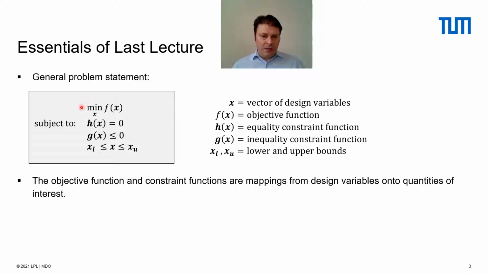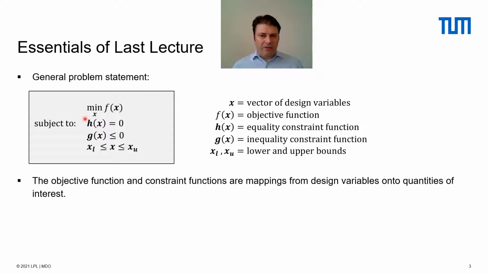So in the beginning of your general problem statement, you want to specify what is to be minimized, and you want to express that using the so-called objective function. The objective function is a mapping from your design variables onto one scalar quantity of interest. Within that statement, you want to include what design variables are your optimization degrees of freedom. So what design variables the optimization algorithm can change in order to improve the value for your objective function.